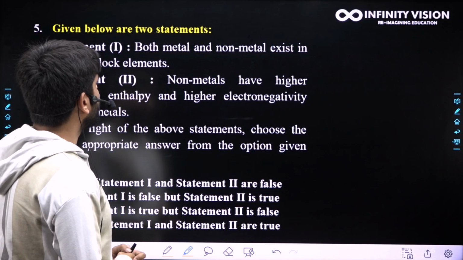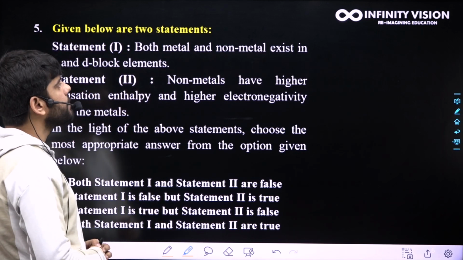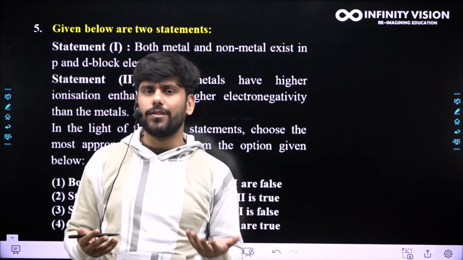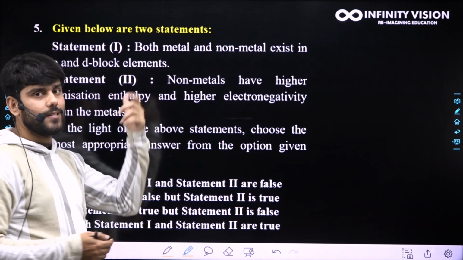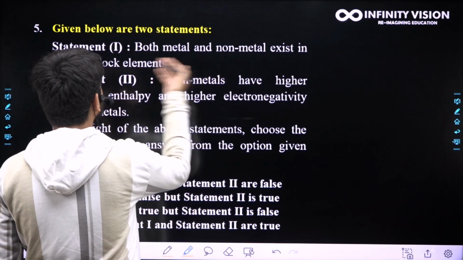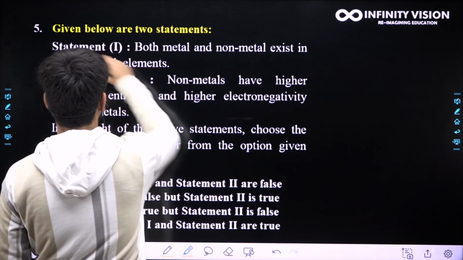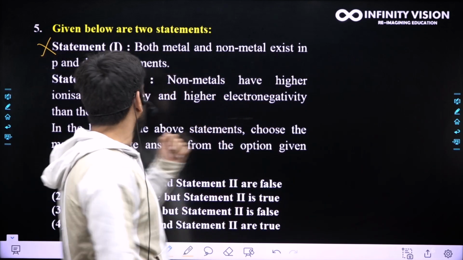Statement number 1, both metal and non-metal exist in P and D block elements. Now, we know that we call them transition metals. Why? Because D block elements, they are metals. So there is no non-metal in D block elements. So this is absolutely incorrect. Yes, we have metals and non-metals in P block.